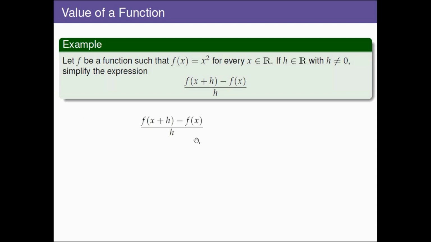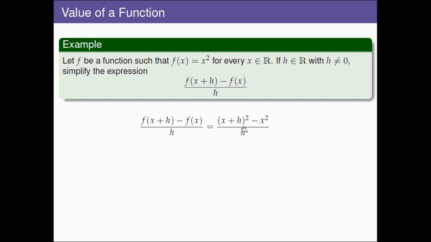To simplify this expression, we first find f of x plus h. To find that, we replace x in the equation f of x equals x squared by x plus h. So f of x plus h equals x plus h squared. Then we subtract f of x, which is x squared, and then we divide by h.